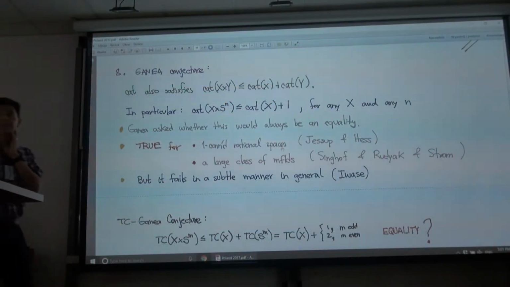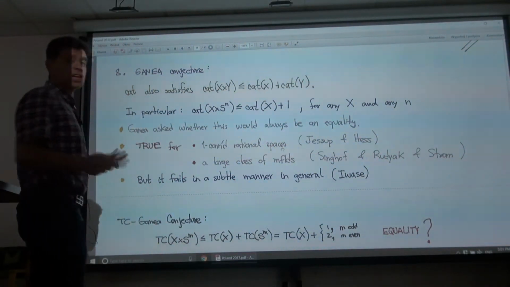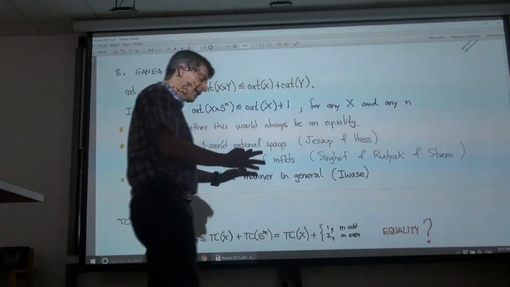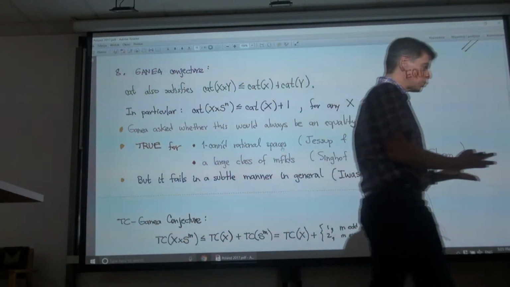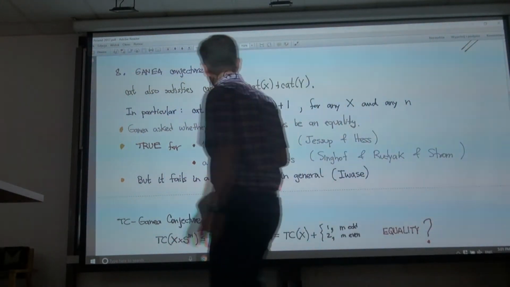But it fails in a subtle manner, in a subtle way, in general. And actually, in order to find a counterexample, you really have to do it by hand. You have to go to the tailor and make a suit to your measurement. So it's really very nice.